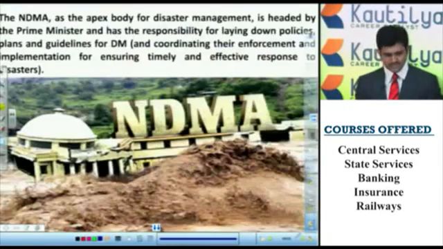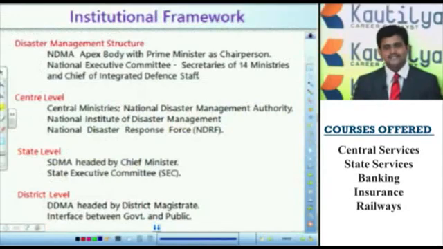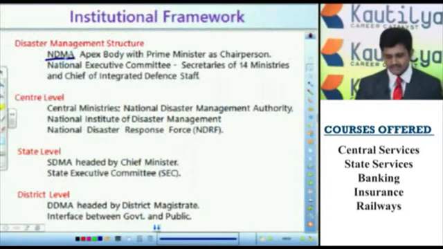Next, the National Disaster Management Authority. It is the apex body of disaster management. It is headed by the Prime Minister, who is the chairman of the National Disaster Management Authority, and he is supported by the vice chairman and the remaining 4 members. The National Disaster Management Authority is supported by the National Executive Committee. This National Executive Committee implements the policies that have been taken by the National Disaster Management Authority.